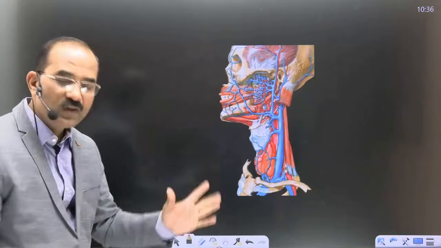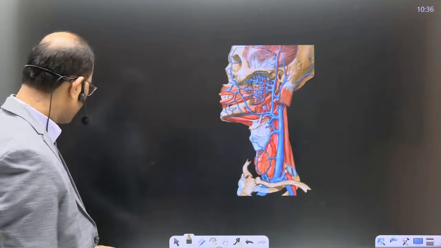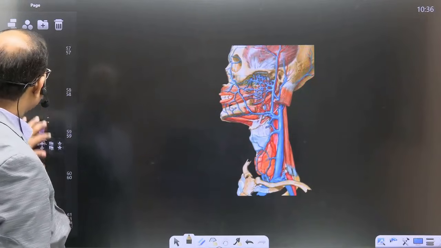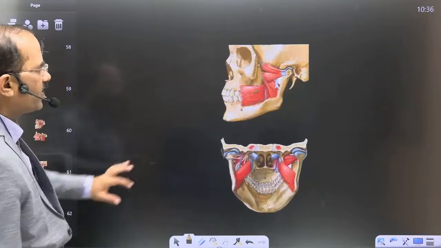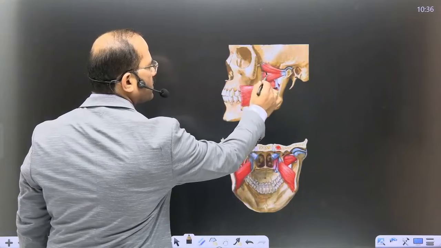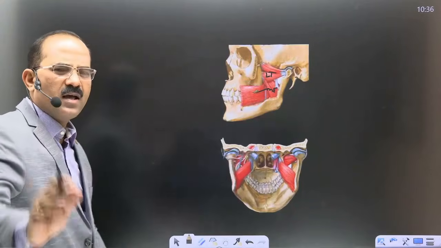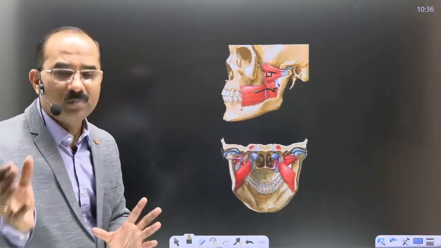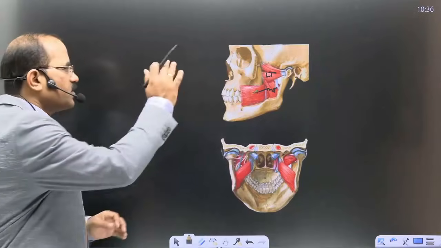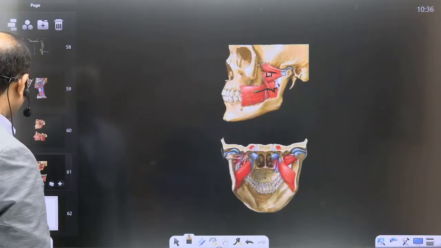There's a nerve which comes in the infratemporal fossa. What is this nerve? Any guesses? So these are the medial and lateral pterygoids. Just have a look at this. What is this? This muscle, that's a medial pterygoid. And what is this? Lateral pterygoid muscle. We'll see this pterygoid separately in the muscles of mastication. Now we are just discussing the infratemporal fossa. So those are the medial and the lateral pterygoid, students.